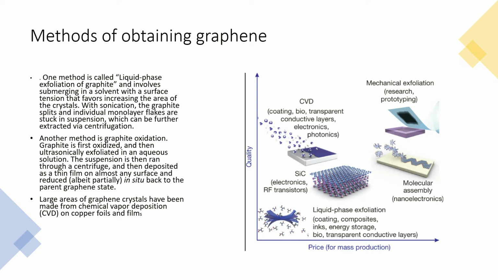Another method is graphite oxidation. Graphite is first oxidized and then ultrasonically exfoliated in an aqueous solution. The suspension is then run through a centrifuge and then deposited as a thin film on almost any surface, and is then reduced partially in situ back to the graphene state. Large areas of graphene crystals can also be made from chemical vapor deposition on copper foils and films.